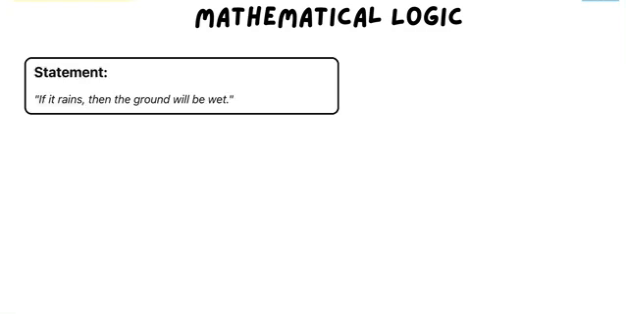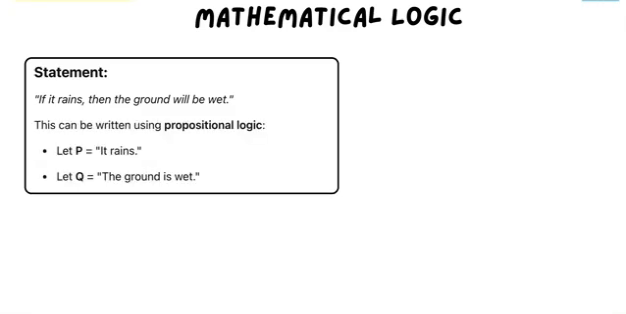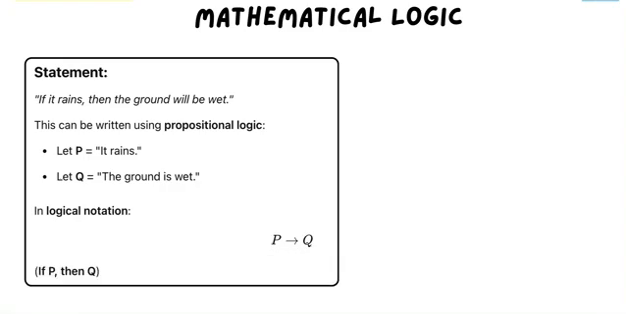Consider a statement. If it rains, then the ground will be wet. If P represents it rains and Q represents the ground is wet, then the statement can be written as P implies Q. This means that if P is true, then Q must also be true. However, if P is false, the truth of Q does not affect the implication.